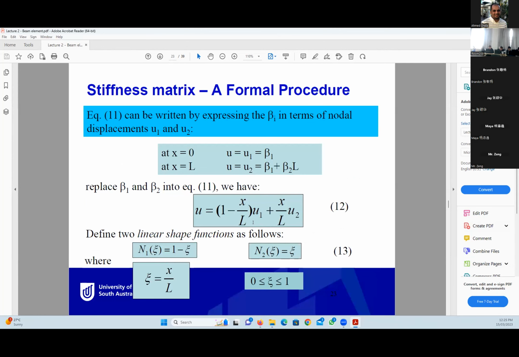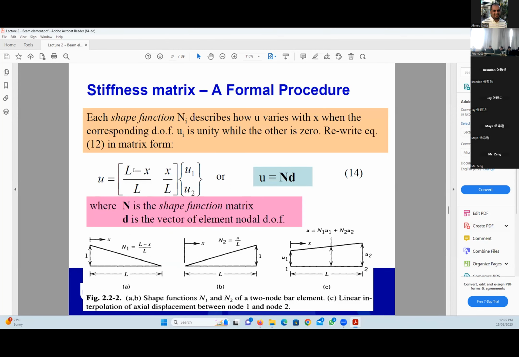Okay, so from here, what we have done is just instead of 1 minus x by L, we take the L as common and we will become L minus x divided by L. So what we have here is L minus x divided by L and x divided by L, or we can write it in a matrix form, a general form, u equal to N times d, where N is the shape function matrix consisting of N1 and N2, and d is the vector of element degrees of freedom.